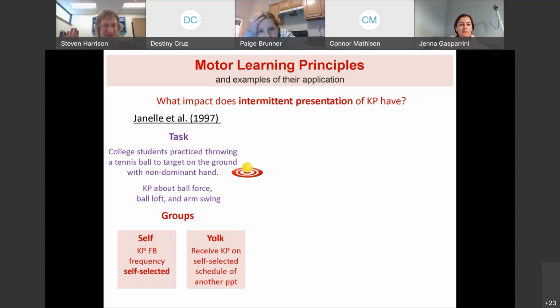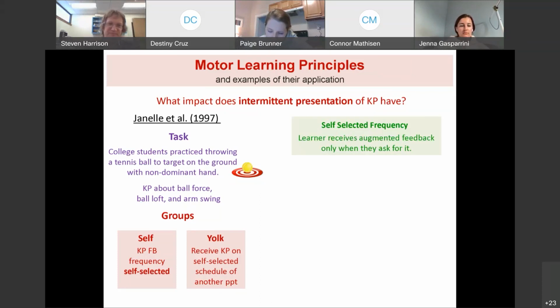Alternatively, the control condition for this study is that the patient or athlete in this case is going to be given feedback on a schedule which is determined by looking at a previous person that was trained in this task, and whenever that previous person had asked for feedback, the person who's being trained at the moment is just going to be given feedback. Okay, so this is self-selected feedback training. The strategy here is that the learner is only going to receive augmented feedback when they ask for it.